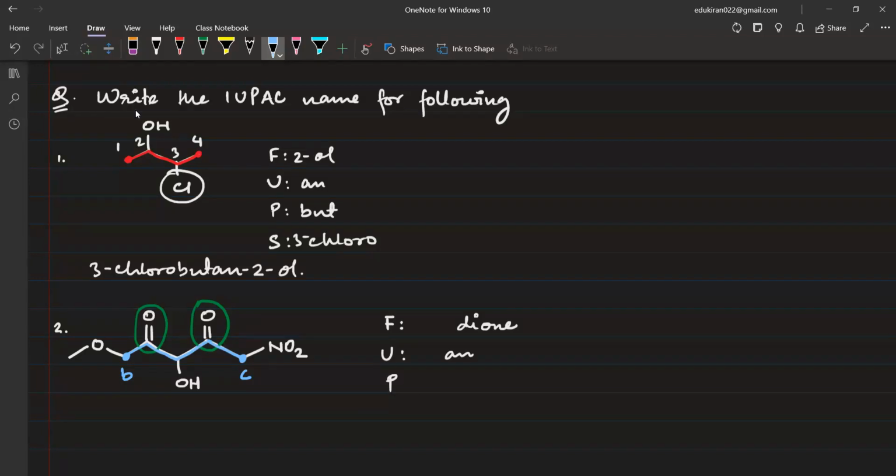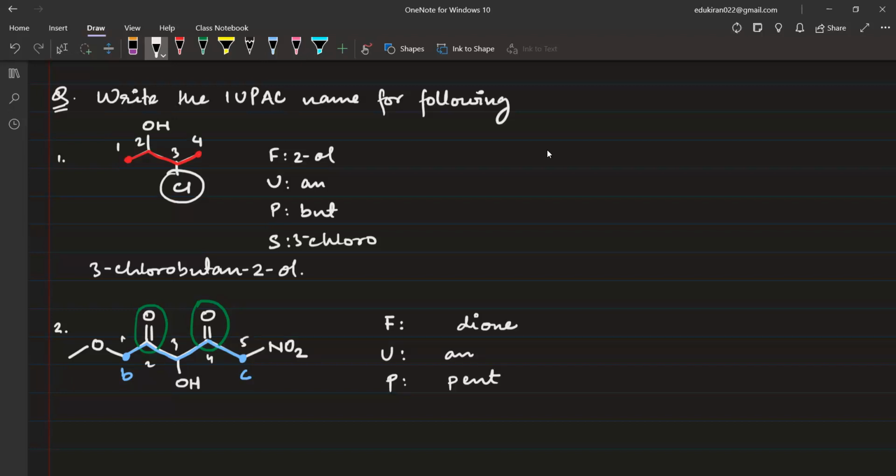That BC, no matter what the numbering is right now, we will not consider the numbering. We will consider the numbering only after we have written the substituents. So from B to C we have how many carbon atoms? We have 5 carbon atoms. So it will be pent. 1, 2, 3, 4, and 5.